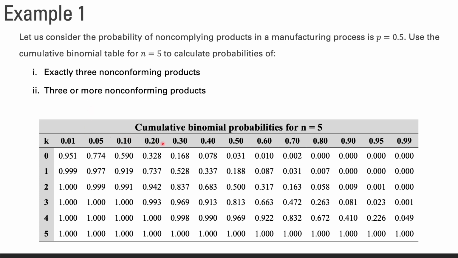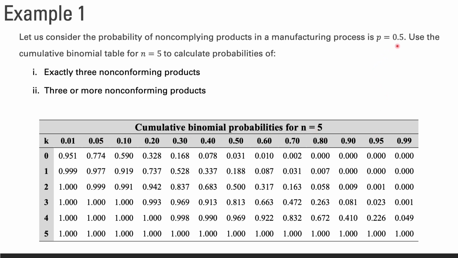So the values on the top row are for p, and this table is only for the sample size n = 5, meaning a sample which has 5 observations or 5 products. So we are using this table. Remember that we will have different tables for different values of n. This is the value of n and these are the values of p.